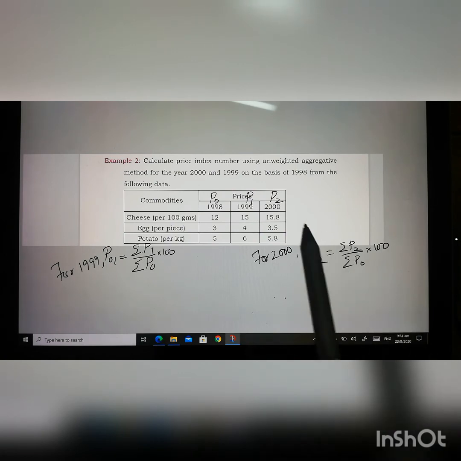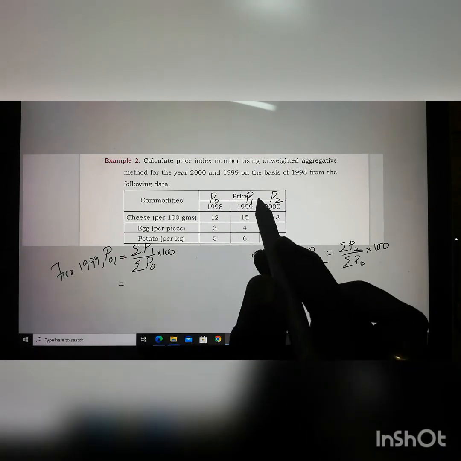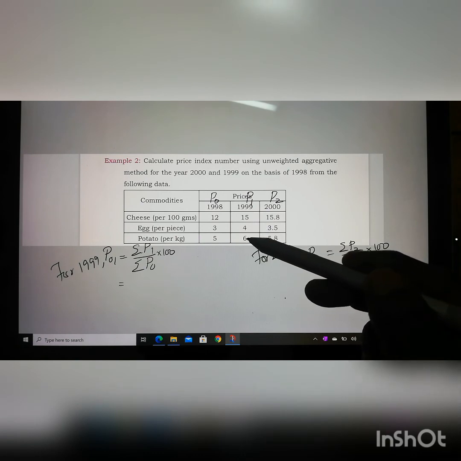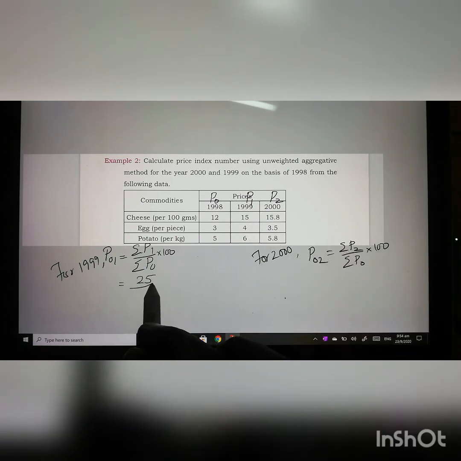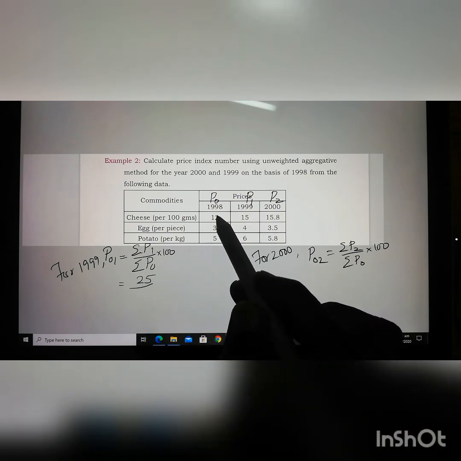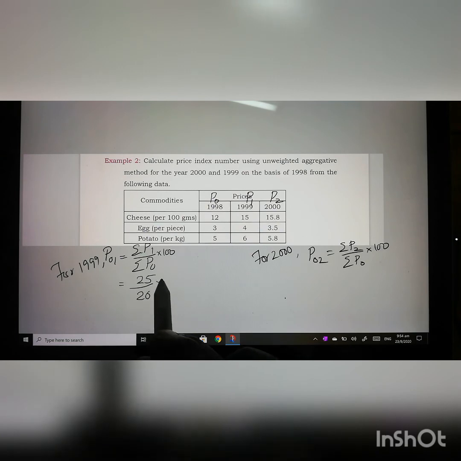Did you follow this? So it is again aggregative. Aggregative means totals. That's all. We need to add them. Add all the totals of this P1. That is 15 plus 4 is 19. 19 plus 6 is 25. The sum of all this is 25. Divided by P0. This would be 12 plus 8 is 20, into 100. It's 20 into 100. Is it right?